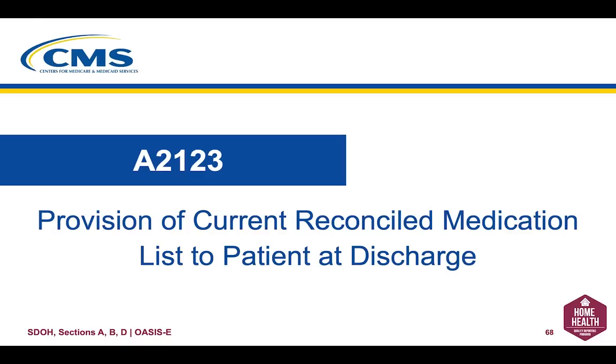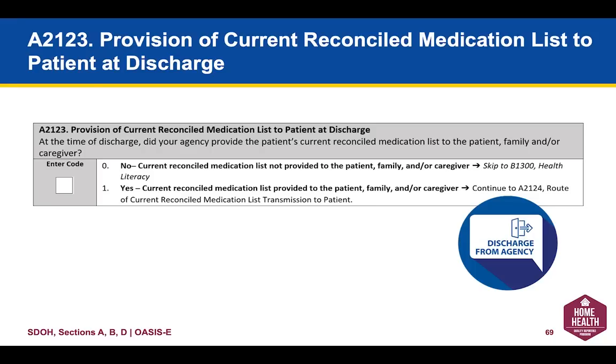Here's the next data element in the series of transfer of health information, A2123, provision of current reconciled medication list to patient at discharge. Here's a snapshot of A2123 as it appears in the OASIS-E discharge from agency instrument on page 3. Note that this data element is completed on discharge from the agency, which, if you remember from our review of important terms, means that it is to be completed as close to the actual time of discharge as possible.